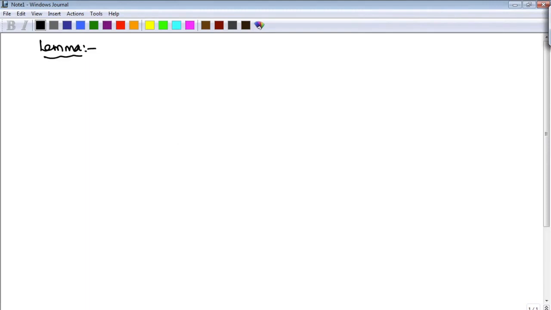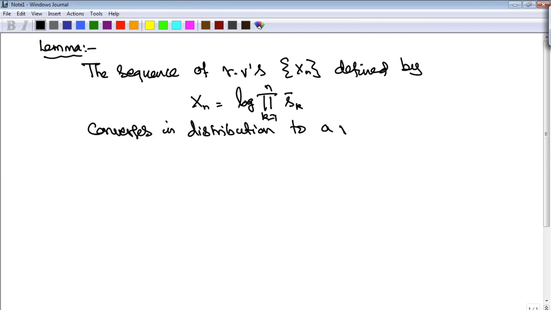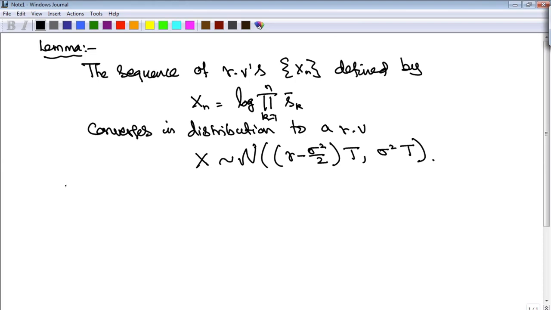The next property is a variation of the central limit theorem, and therefore we will omit the proof. We will only give the statement of the property in the form of a lemma. The property says that the sequence of random variables xn, defined by log of the product over k equal to 1 to n of sk bar, which can be written as the sum of ykn's, where these sk bars are the numerical values of the up and down of the stock, converges in distribution to a random variable x, which has a normal distribution. Generally, we denote the normal distribution by N, whose mean is (r minus sigma square by 2) times capital T, and the variance is sigma square capital T. So this is what the lemma says. We'll omit the proof of this lemma for our course.